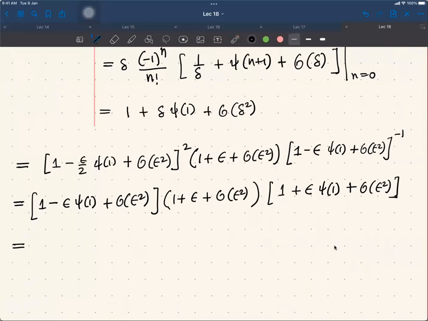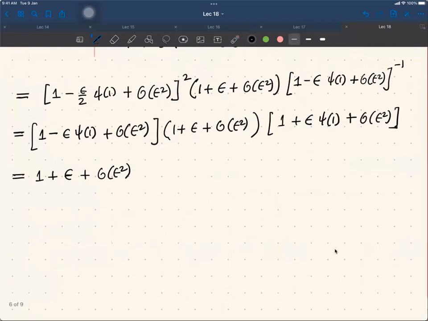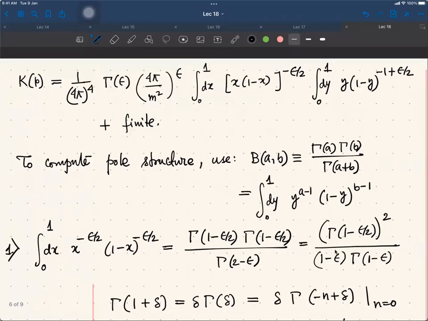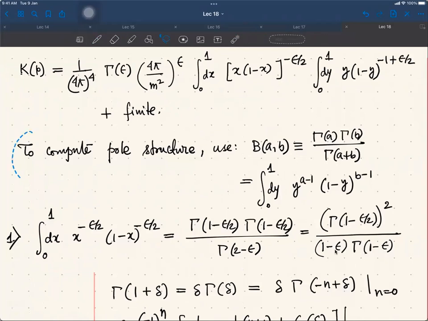And if you expand it up to order epsilon, then you see the first term is 1, that is a product of these 3 ones, and then minus epsilon psi 1 and plus epsilon psi 1 will cancel. So only one epsilon will remain. So it is 1 plus epsilon plus order epsilon square. Should try to get some space here.